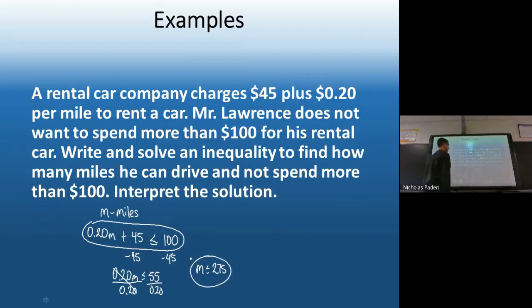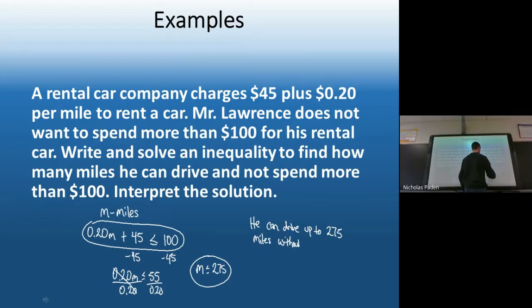So how would you interpret this solution? You would say that Mr. Lawrence, if he doesn't want to spend more than $100, he can drive 275 miles. We can say up to 275 miles without going over $100. So you can drive up to 275 miles without going over $100.